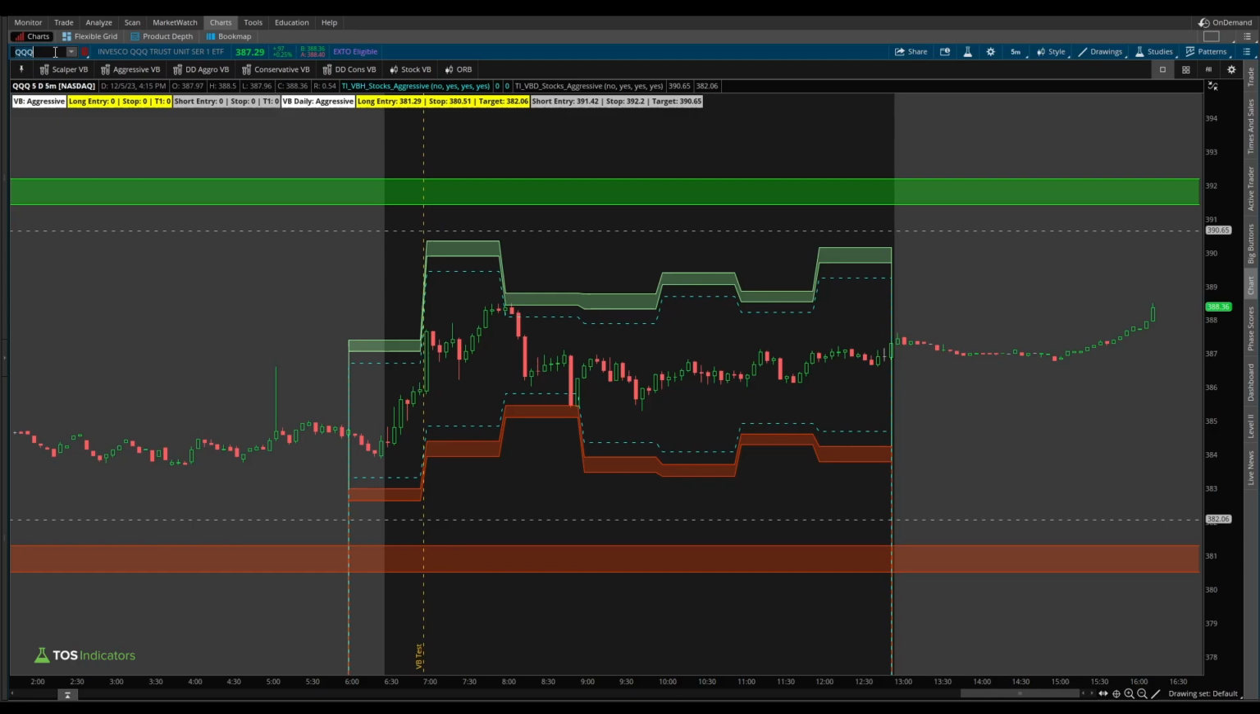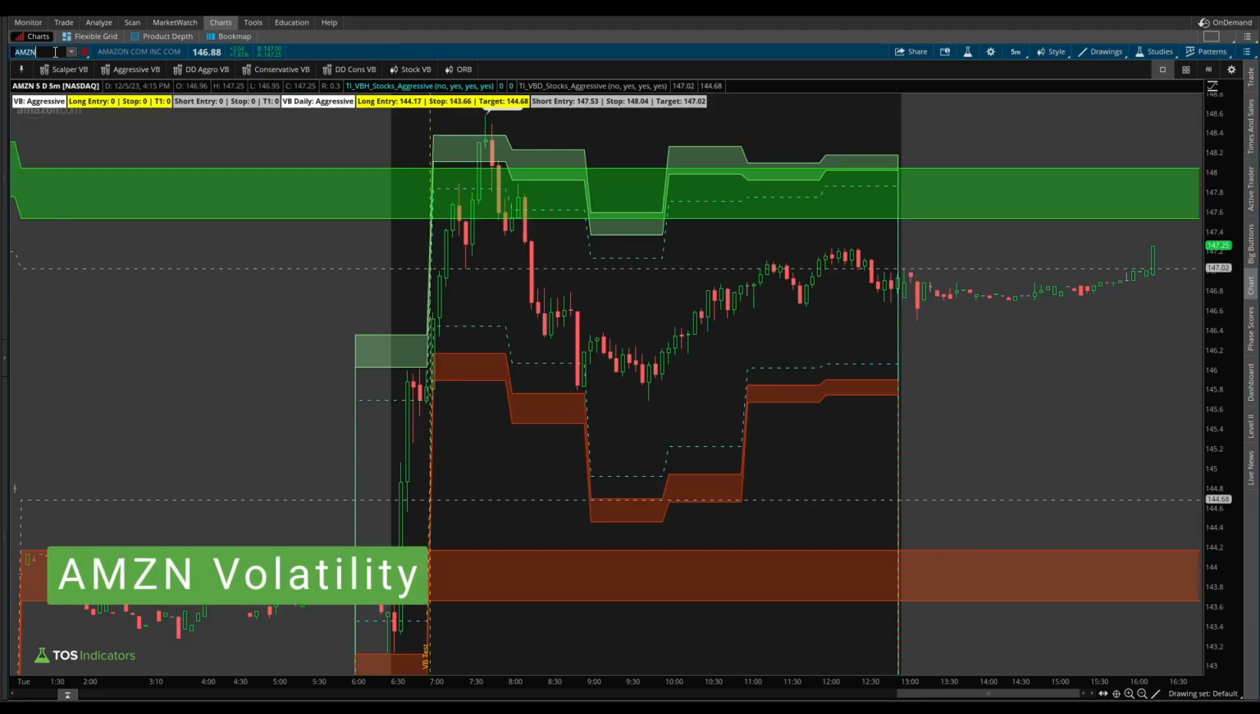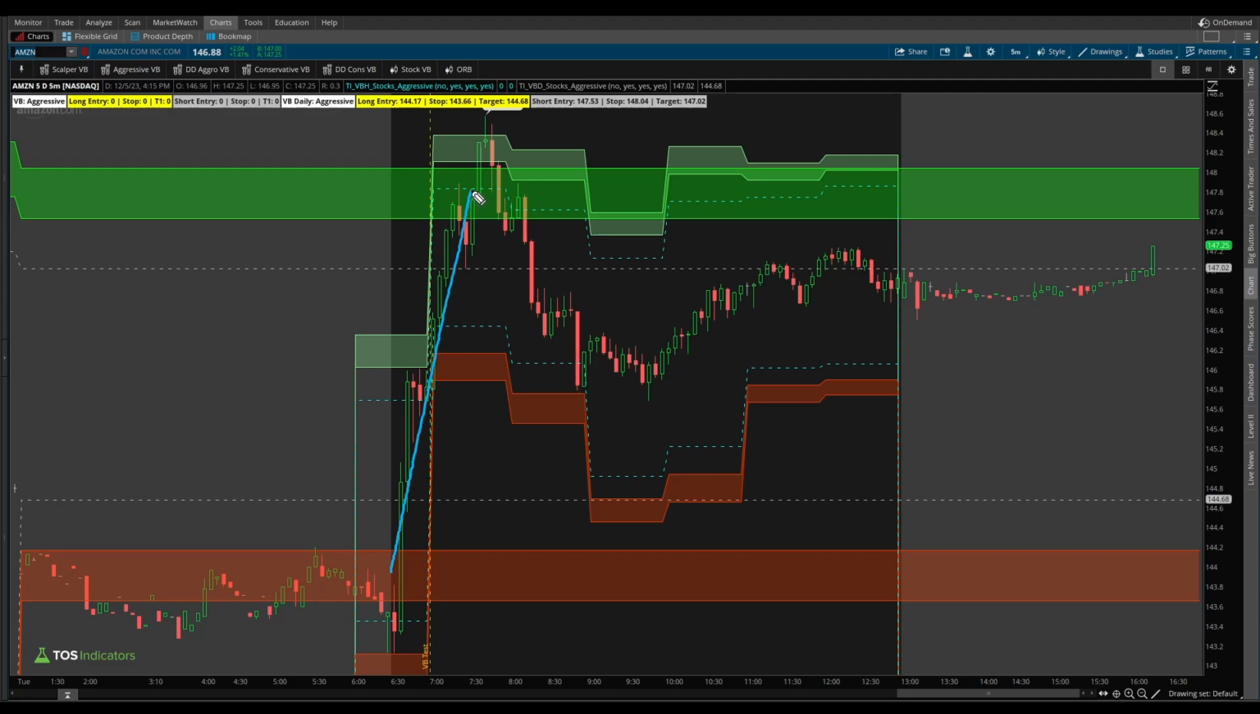Now comes in Amazon. You should notice right away, as soon as I come on a chart of Amazon, this looks much different than the SPY and QQQ charts. Amazon here has rallied into its daily Volatility Box models.